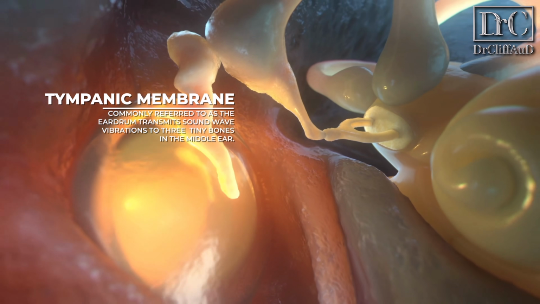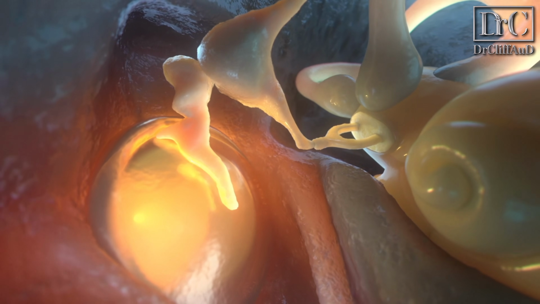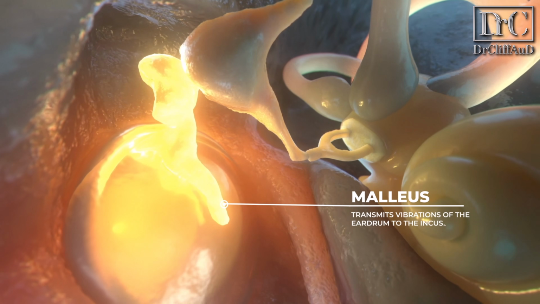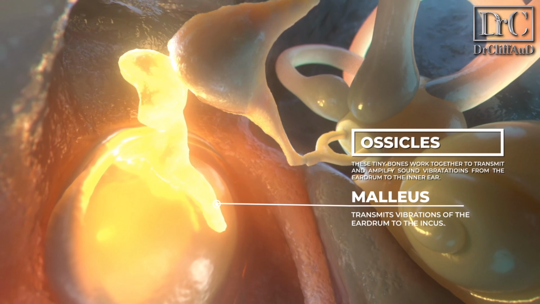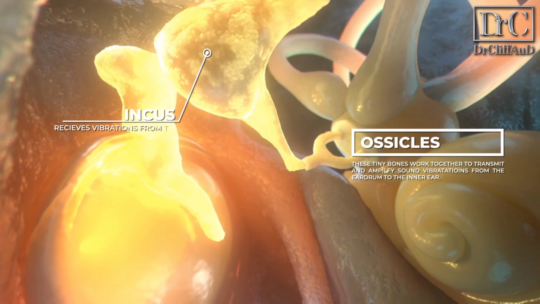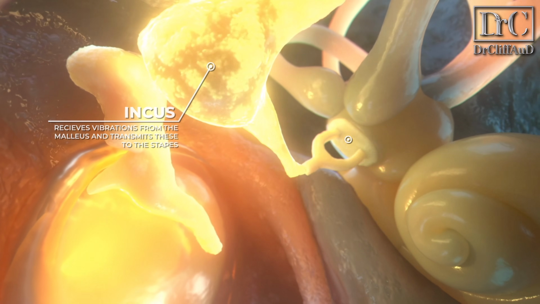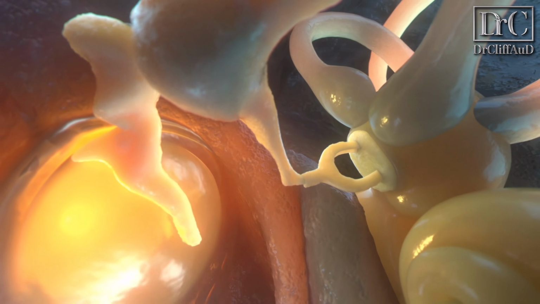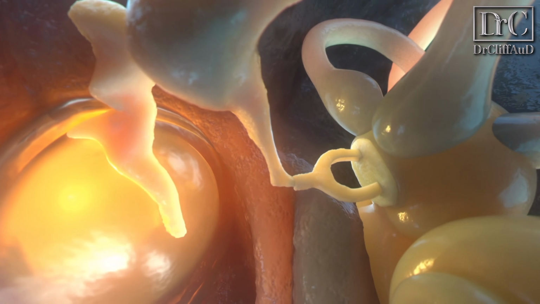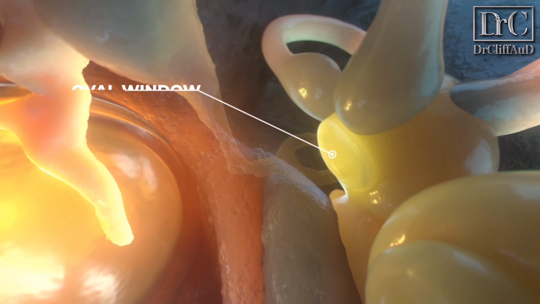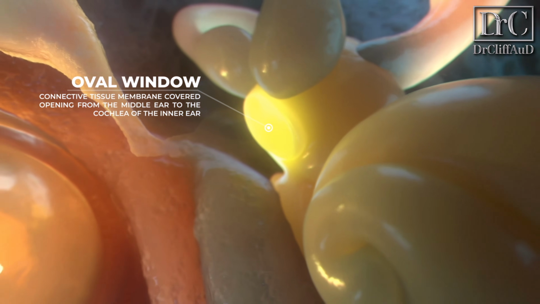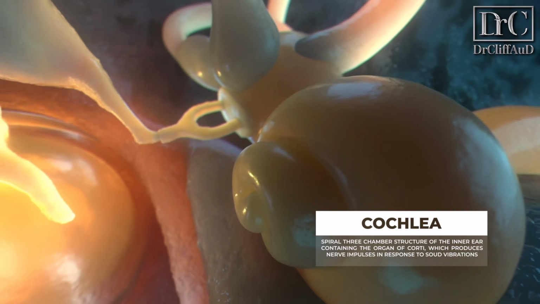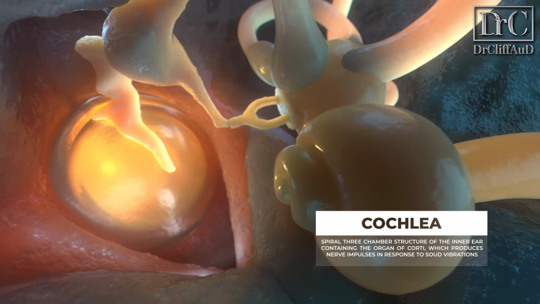The eardrum converts the air vibrations into mechanical energy, transmitting it to the malleus, the first of 3 tiny bones in the middle ear called ossicles. The malleus passes these vibrations to the incus and then to the stapes. Together, the ossicles amplify the vibrations before delivering them to the inner ear, specifically through a membrane called the oval window. Beyond the oval window lies the cochlea, a fluid-filled, snail-shaped structure.